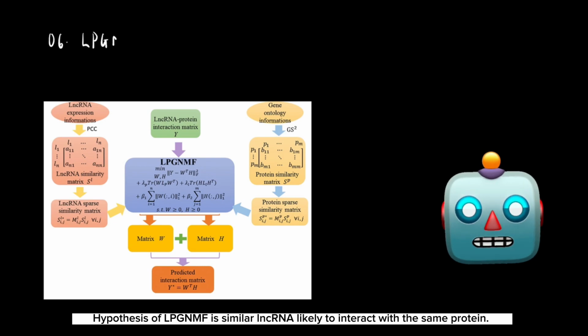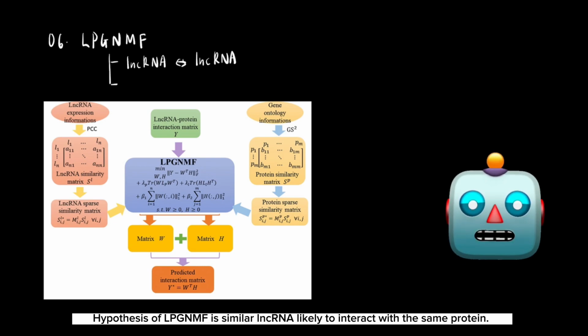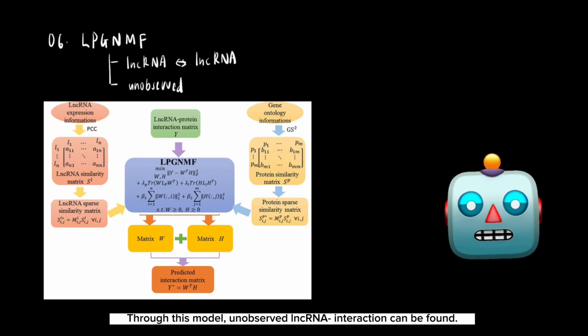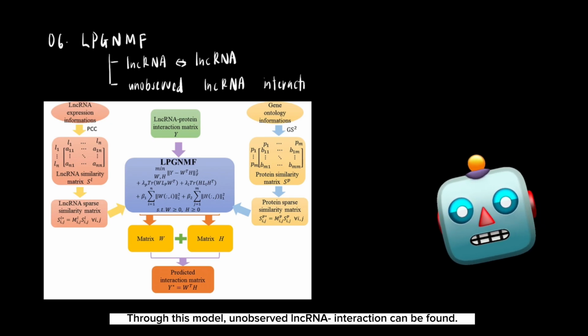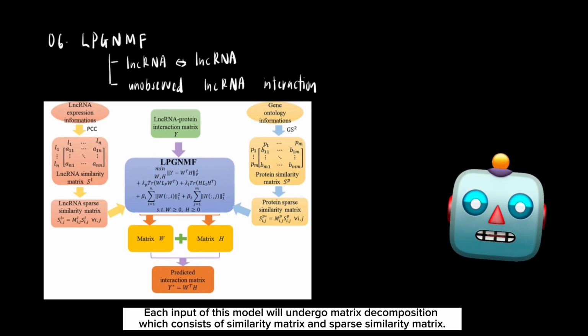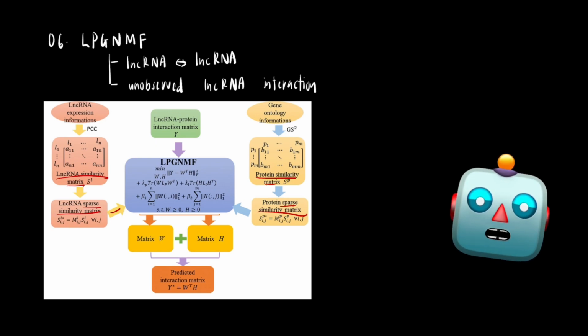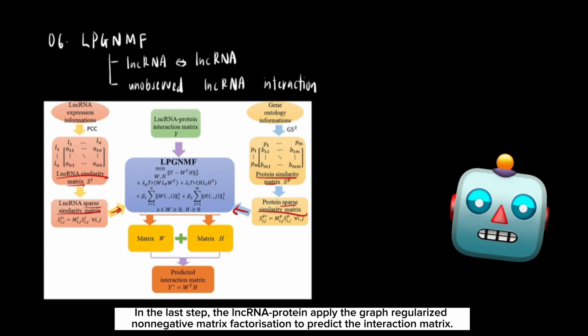The hypothesis of LPGNMF is that similar lncRNAs are likely to interact with the same protein. Through this model, unobserved lncRNA interactions can be found. Each input of this model will undergo matrix decomposition, which consists of similarity matrix and sparse similarity matrix. In the last step, the ncRNA and protein apply graph regularized non-negative matrix factorization to predict the interaction matrix.